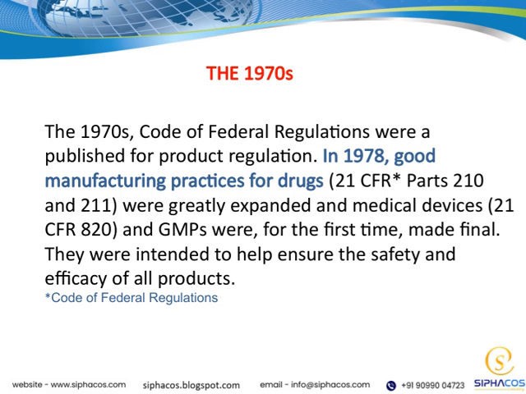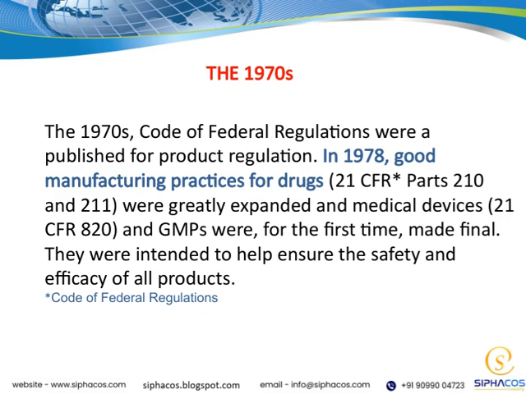During this time, the Code of Federal Regulations was published specifically to establish clear guidelines for product regulation. This was a significant step toward formalizing safety and quality standards. In 1978, there was a major expansion of Good Manufacturing Practices, or GMPs, for drugs, which are outlined in 21 CFR Parts 210 and 211. These updates helped strengthen the framework for ensuring that pharmaceutical products are consistently produced to meet safety and efficacy standards.